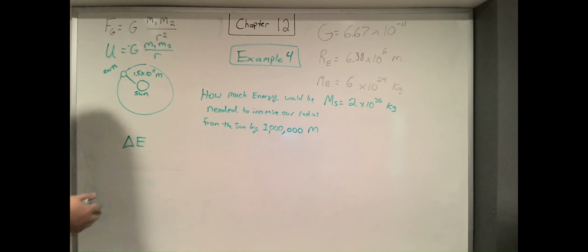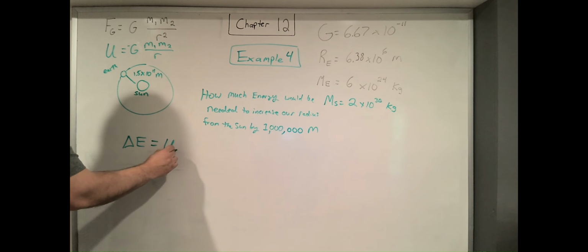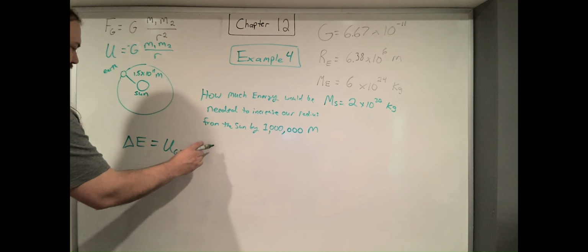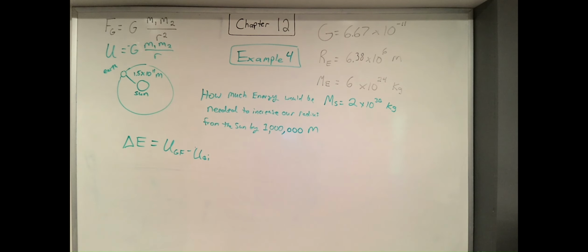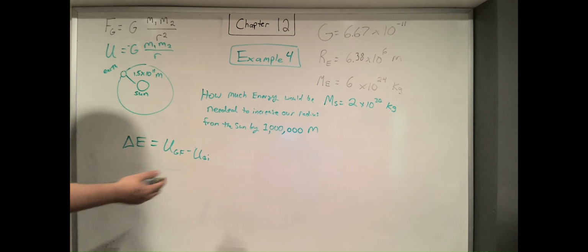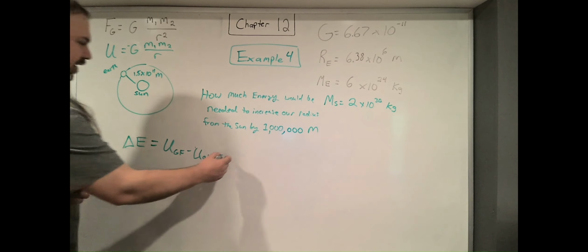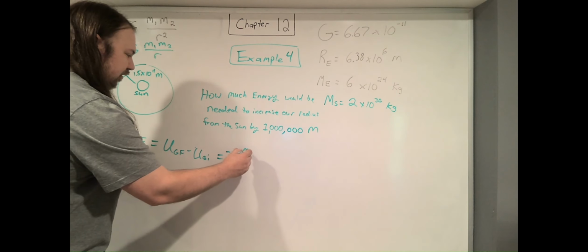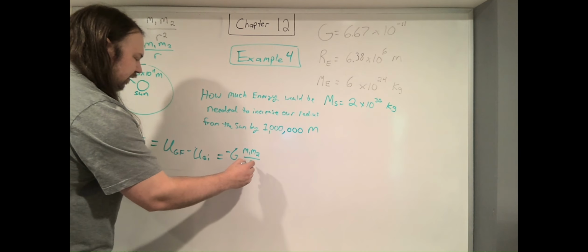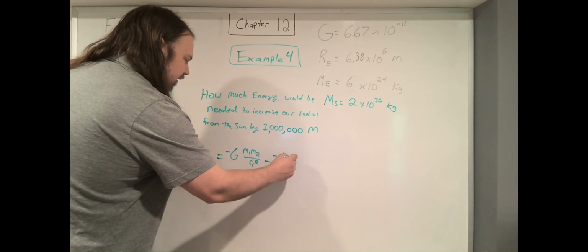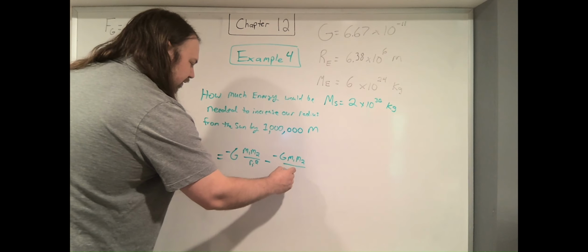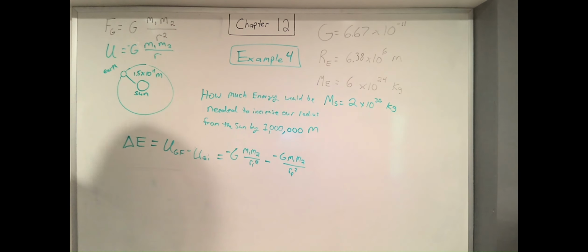So I want to change the gravitational potential energy, which means I want U_G final minus U_G initial. That should give me the amount of energy needed to make that change. If I were to write these out, I would have negative G M1 M2 over R initial squared, minus negative G M1 M2 over R final squared. And that's the only thing I'm changing, the radius.